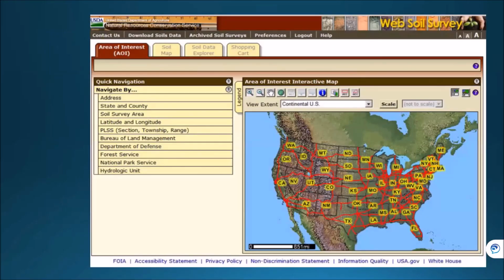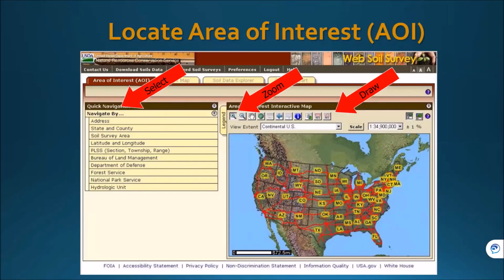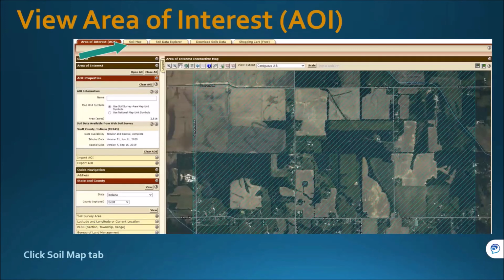This is just the opening thing. Next slide. Like I said, there's multiple ways to evaluate and navigate to your area of interest. So there's whatever works best for you. One of the big things is that if you have an address, you can put it in, or you can import areas of interest or things that you may have created in other GIS applications. Next slide.